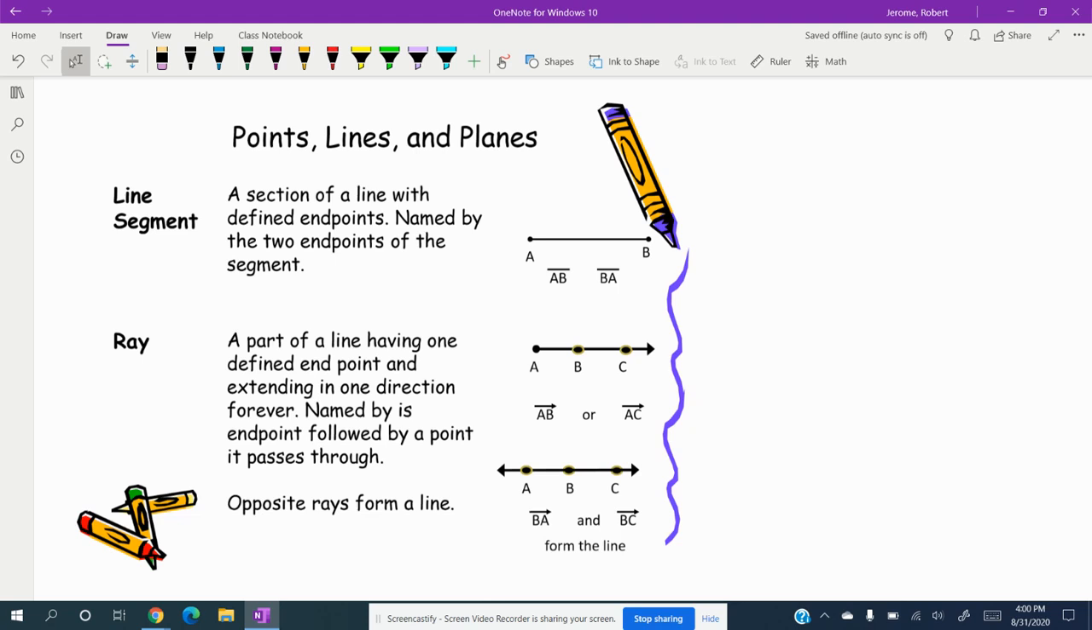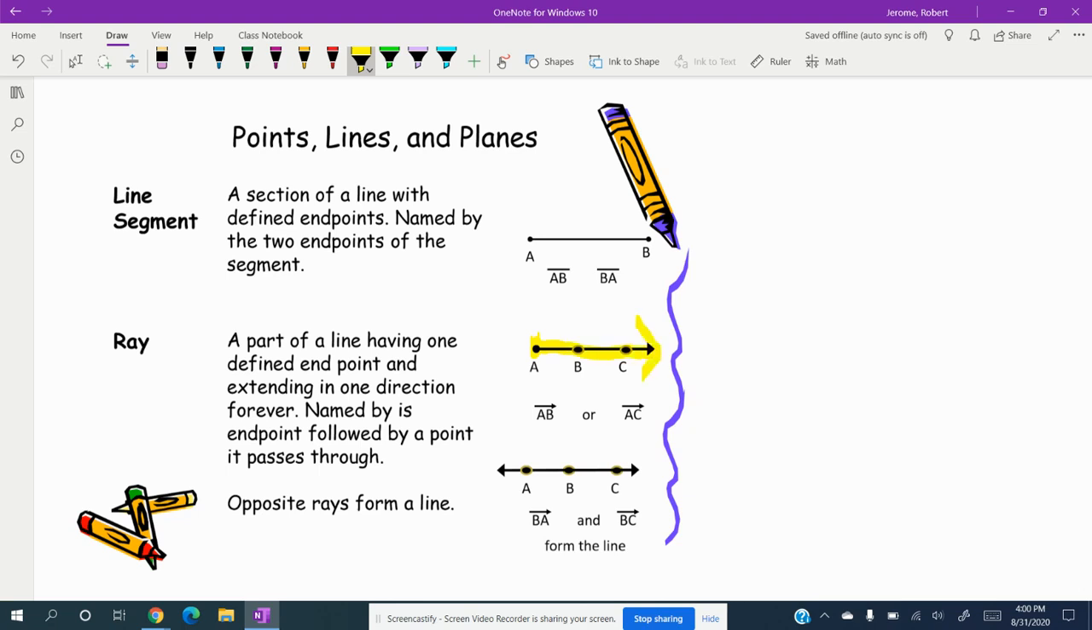We have things called a ray. My old geometry teacher used to say rays of sunshine. They start at the sun and they go forever in one direction. So it starts at A and it goes forever in one direction.